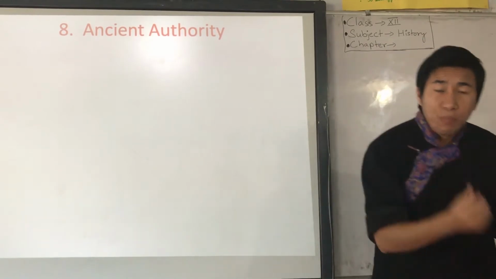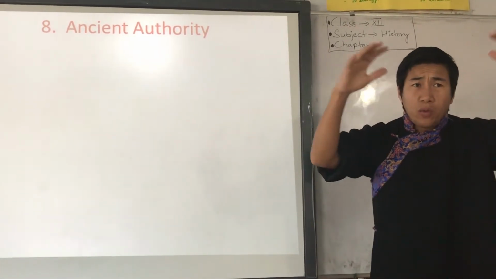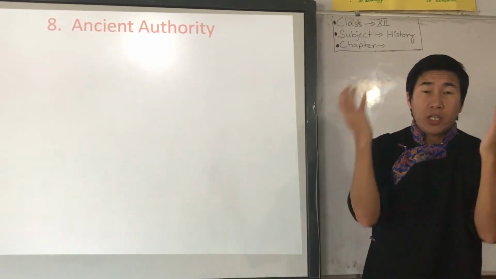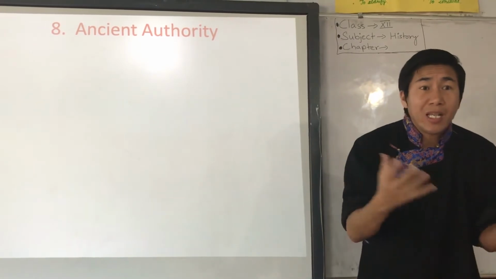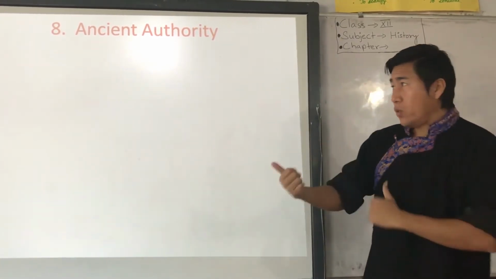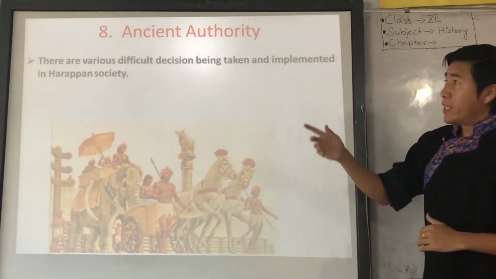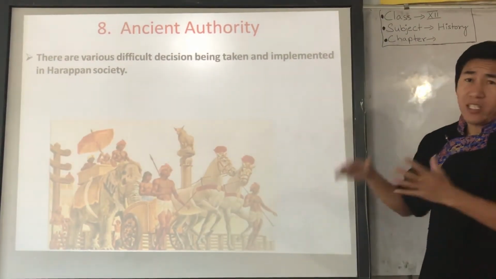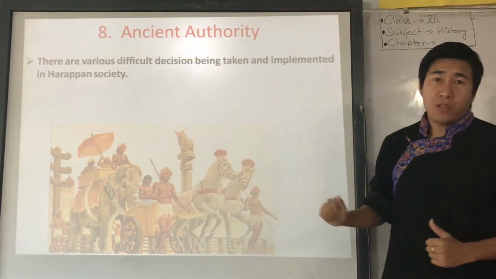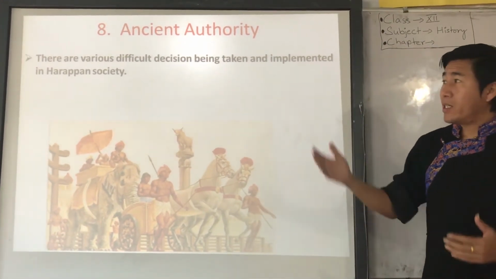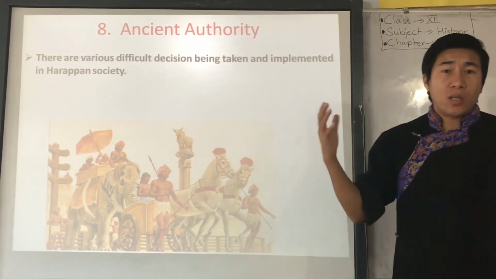There were different kinds of bead making, different kinds of bricks and all. When you combine all these questions in your mind, archaeologists need to think about whether there was any kind of ruler or king. So see, first, various difficult decisions, as I told you, were being taken and implemented in Harappan society. Implemented means enforced. Who did this? Is there any king? Is there any ruler? It's a question mark.